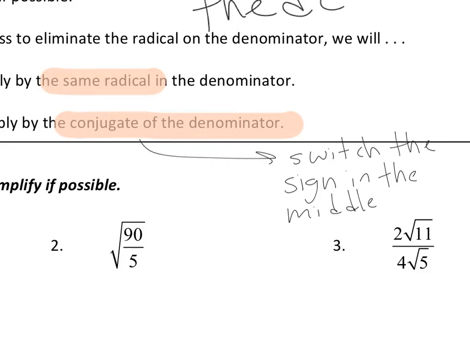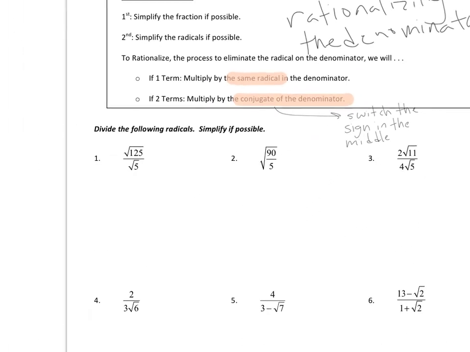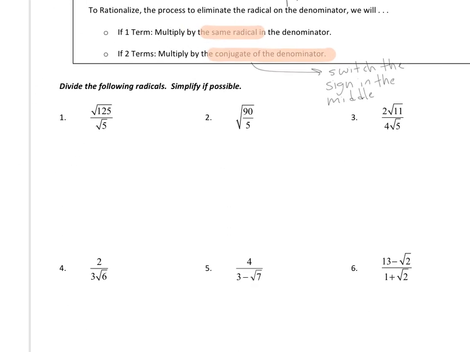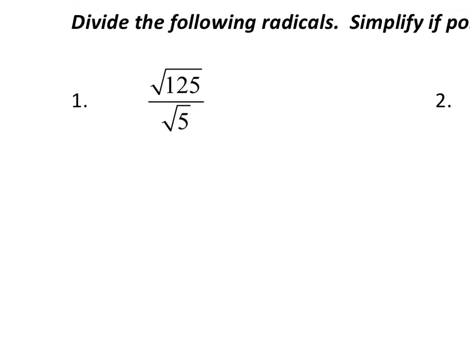All right, so tell you what, let's take a look at a few examples here today, and then you'll have some time to practice for the rest of class. So, the very first example I want us to look at is example number 1, where you've got the square root of 125 divided by the square root of 5.